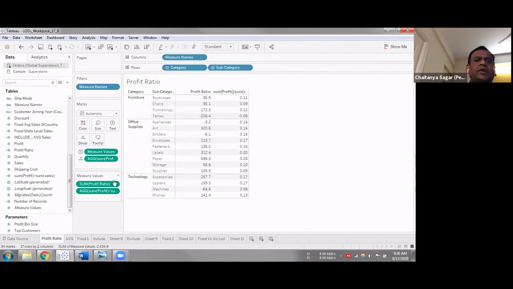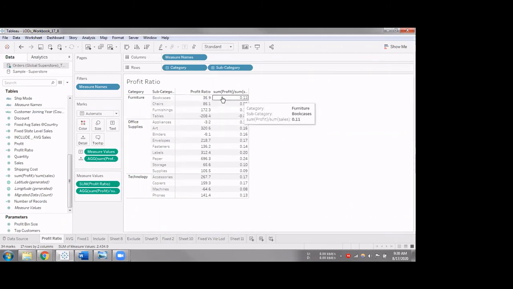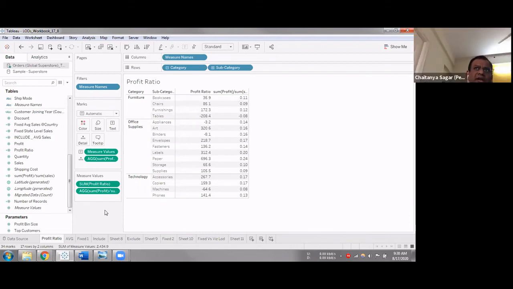If you see this number and this number, both. I'm just trying to understand what is the underlying principle that we should take away.